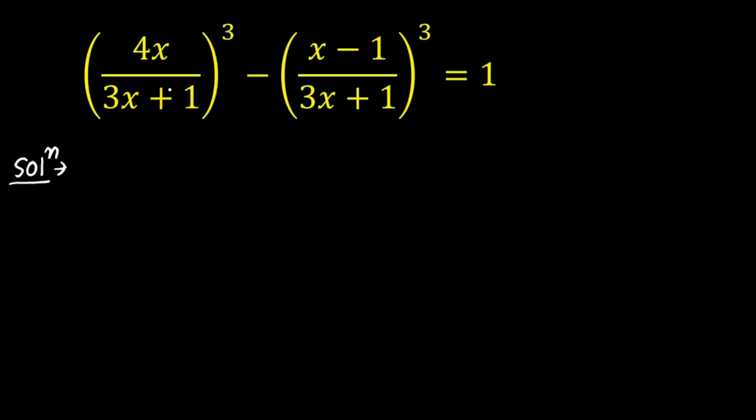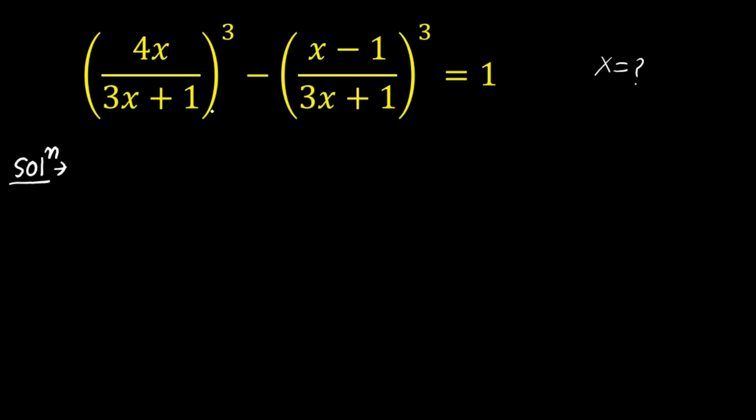Hello students, in this video we are going to solve (4x/(3x+1))³ − ((x−1)/(3x+1))³ = 1, and here we will find the value of x. Look carefully, here we have 4 times x divided by 3x plus 1 and here x minus 1 divided by 3x plus 1. If we subtract both the expressions, then you will get 1.